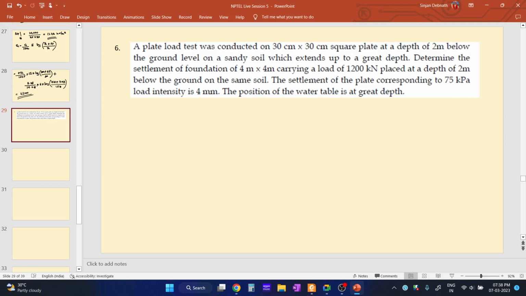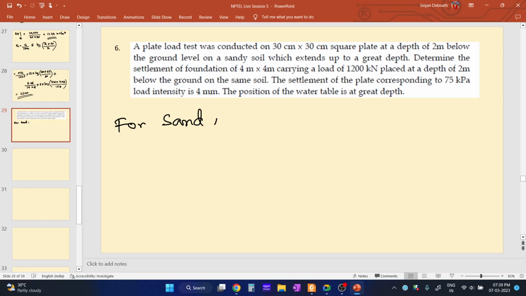So for sand, there is an equation, and for clay there is another equation for plate load test settlement. If you want to extrapolate the settlement that you got from the plate load test to a footing, you need to use a particular formula for sandy soil, and for cohesive soil there is another one.